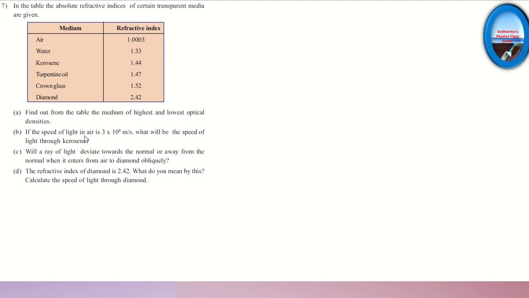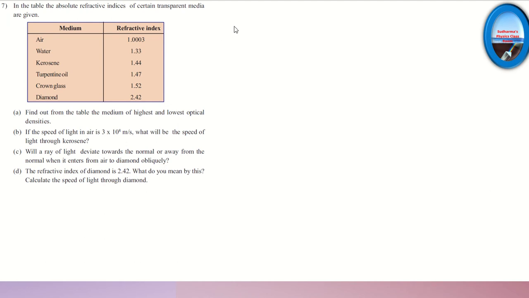Will the ray of light deviate towards the normal or away from the normal when it enters from air to diamond obliquely? And D, the refractive index of diamond is 2.42. What do you mean by this? Calculate the speed of light through diamond.